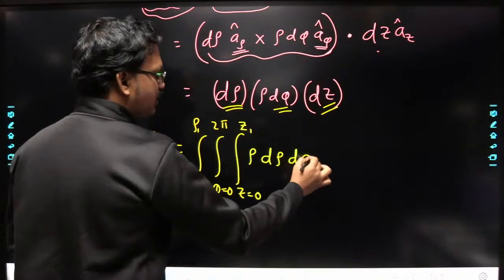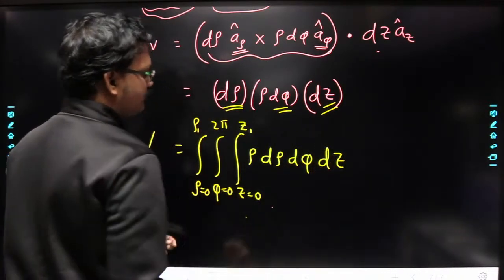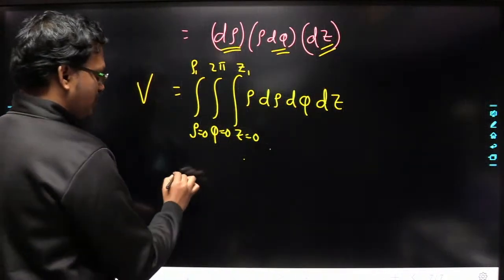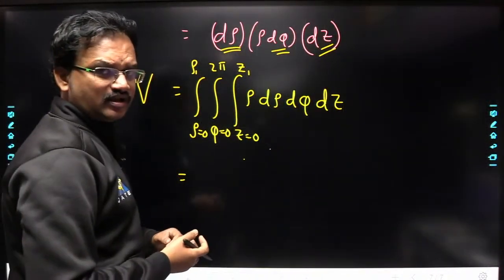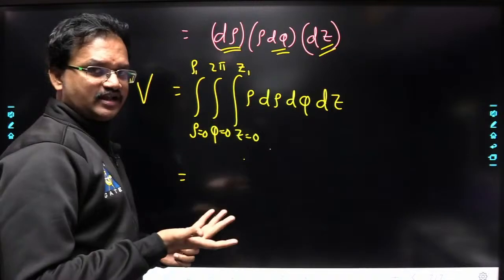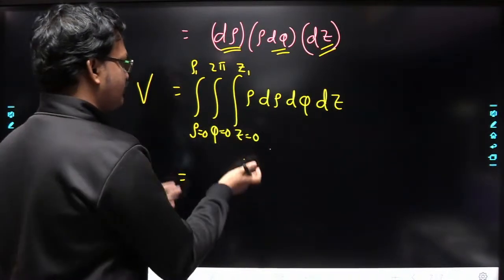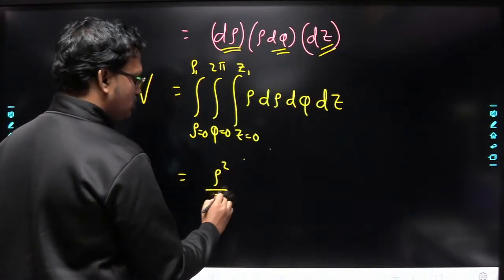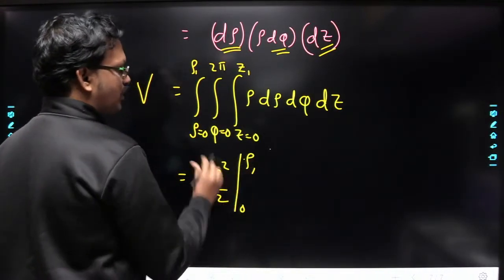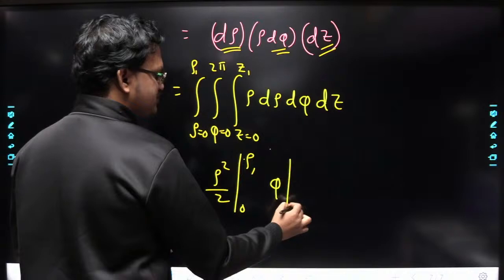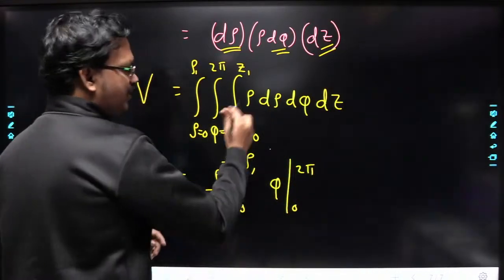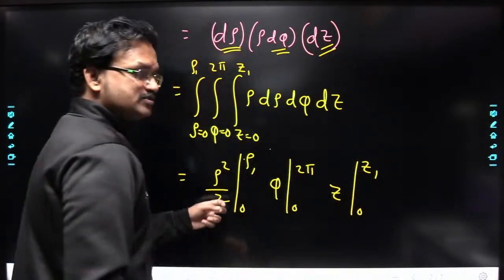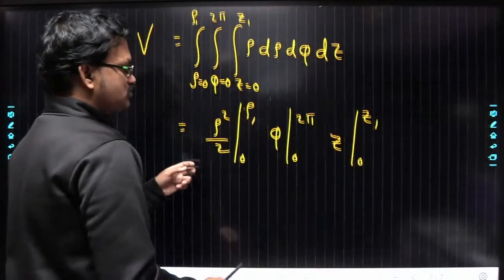Rho d rho d phi dz. So if you integrate with respect to rho, phi and z, what you are going to get? What is the volume of the cylinder? It is nothing but pi rho square z or not? Yes or no? Okay. So we will check whether we are getting that result or not. So integral rho d rho, that is rho square by 2, its range is from 0 to rho 1. Integral d phi is phi, its range is from 0 to 2 pi. Integral dz is z, its range is from 0 to z1. Yes or no?